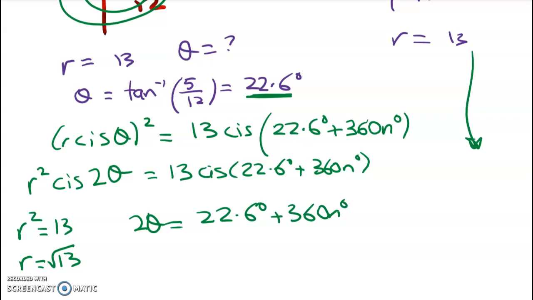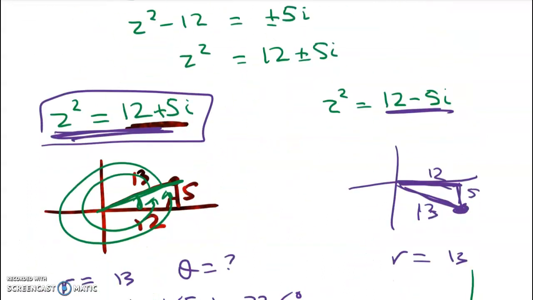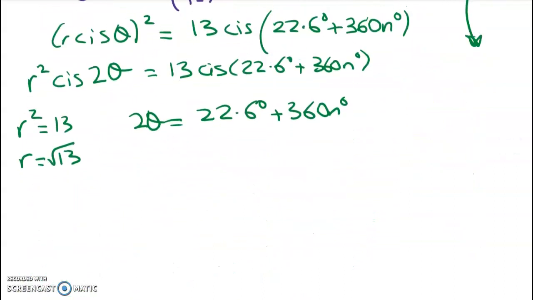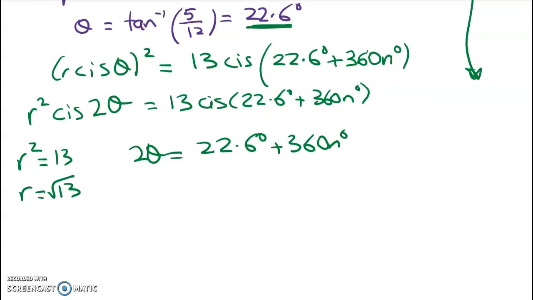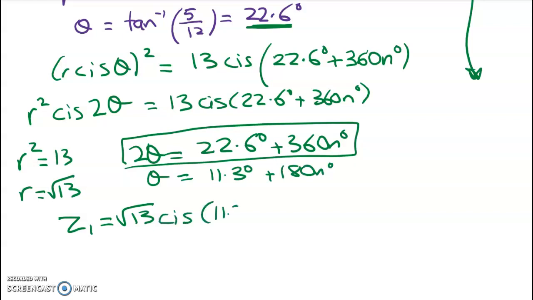So looking right back to the start, just checking what we've got. We've got a quartic, so we're going to have 4 solutions. 2 are going to come out of this one, and 2 are going to come out of this one. So the 2 solutions from this equation will be, so Z1 is equal to root 13. Now let's look at what theta is. Well, 2 theta is all of this. So theta is equal to 11.3 degrees plus 180 n degrees. So the first root will be root 13 cis 11.3 degrees.